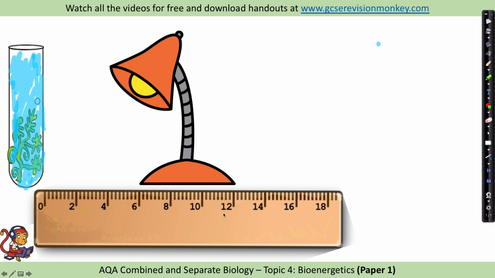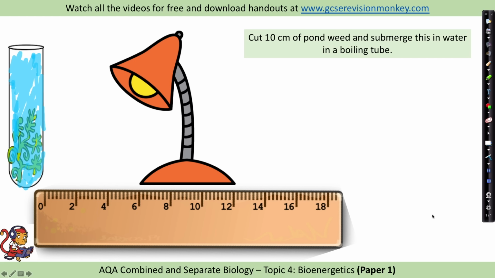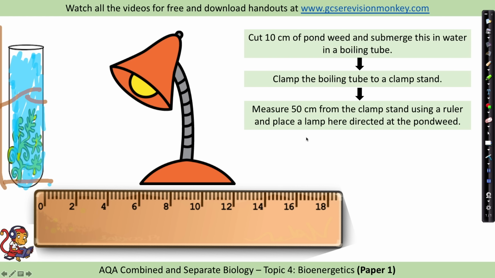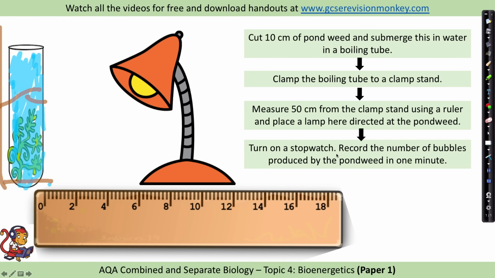So let me run through the main steps of the practical that you need to get down if asked to write a method. Cut 10 centimetres of pondweed and submerge this in water in a boiling tube. Clamp the boiling tube to a clamp stand. I haven't shown this here, but you may well have set up a clamp stand just to make sure that stays in the right position, clamping it there like so. Measure 50 centimetres away from the clamp stand using a ruler and place a lamp here directed at the pondweed. Turn on a stopwatch. Record the number of bubbles produced by the pondweed in 1 minute.